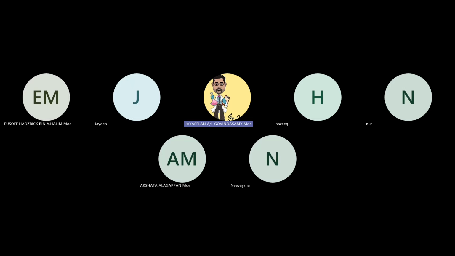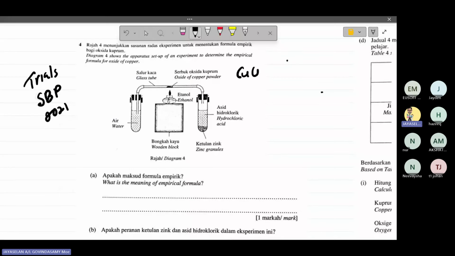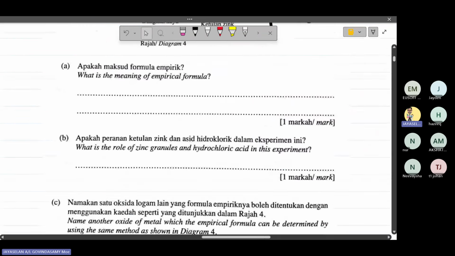Okay, so when you get this type of question, please remember, saya dah ulang banyak kali. So please remember copper oxide or lead oxide. And the function of this one is to supply what gas? Hydrogen gas. So what is the meaning of empirical formula?